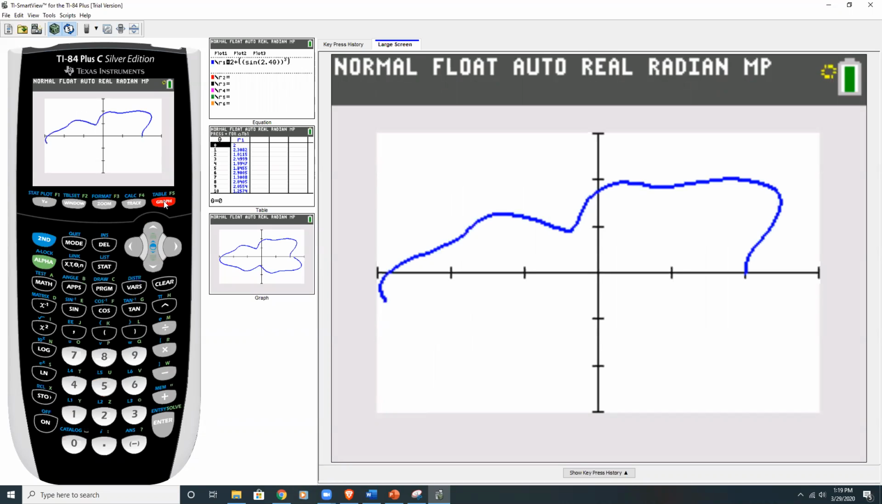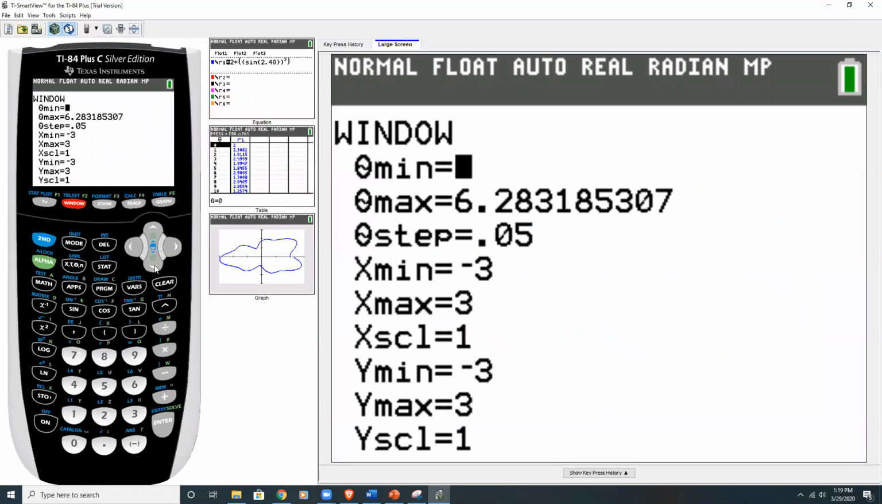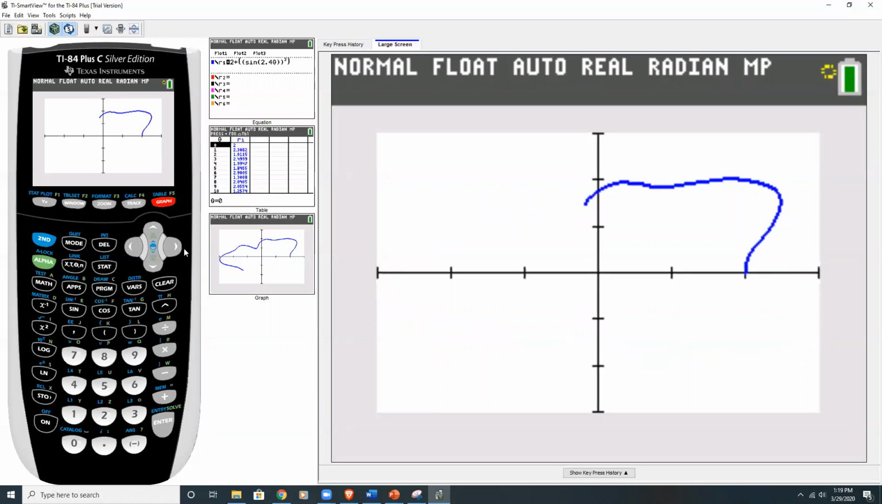Much faster. We see everything. But then hopefully you notice the graph just sort of stopped. So maybe we're missing some of it. So what if we make theta bigger? What happens?